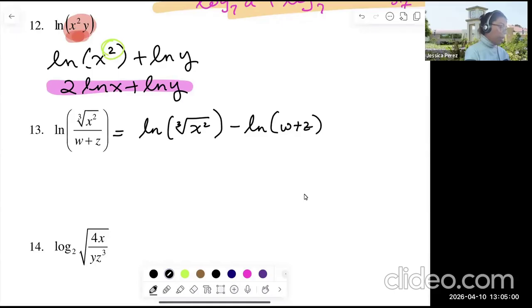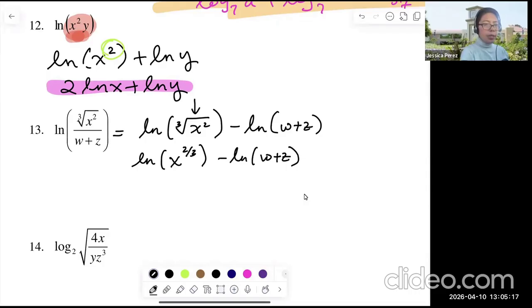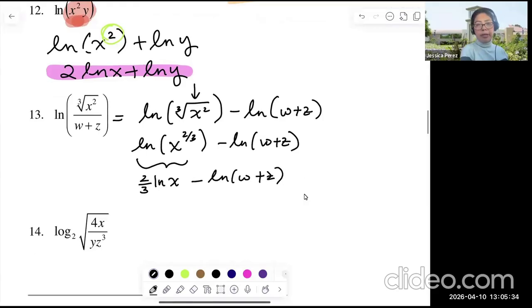Now we want to rewrite this root as an exponent. So we have an ln of x to the 2 over 3 minus ln of w plus z. Now notice on the w plus z, there's nothing else we can do. We cannot simplify, but we can use the properties of exponents. So the 2/3 will come to the front. I'll have 2/3 ln of x minus ln of w plus z. And that will become my final answer.